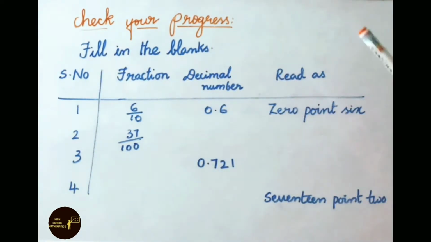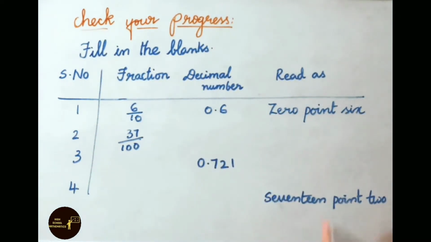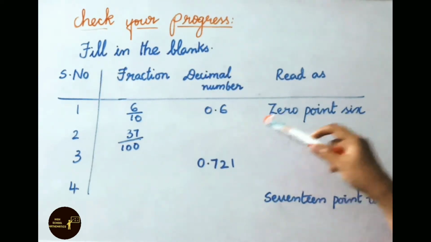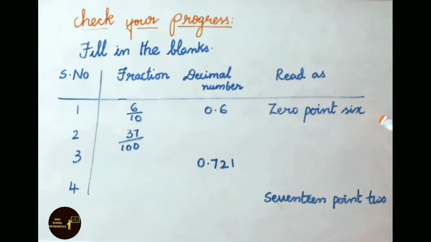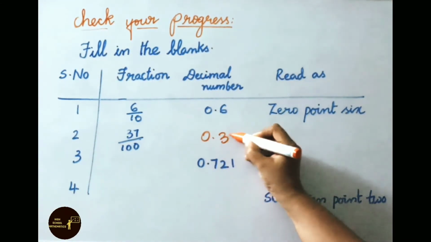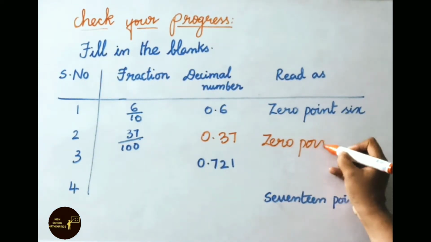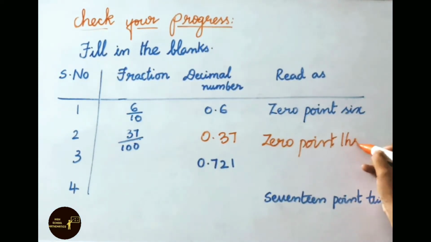See, now check your progress, fill in the blanks. First, the fraction 6 by 10. In decimal form it is 0.6 and read as 0.6. See the second one, 37 by 100. That can be written as 0.37 and read as 0.37.